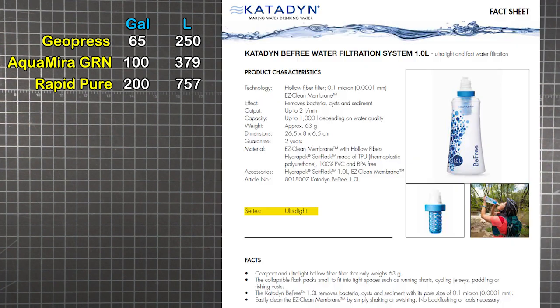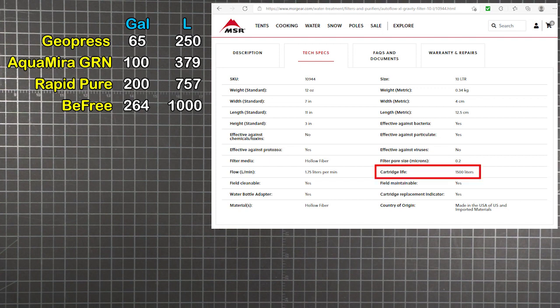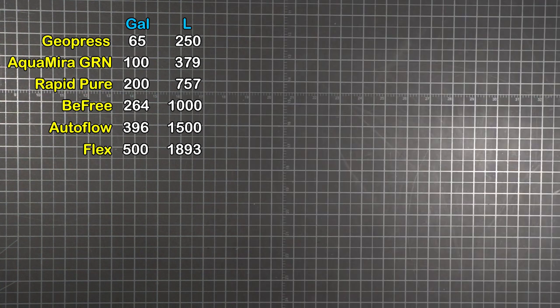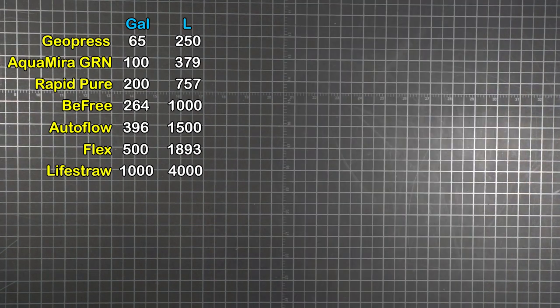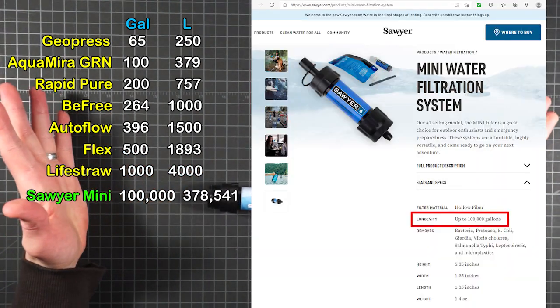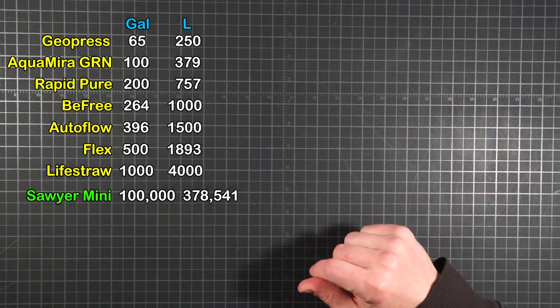The Katadyn BeFree fact sheet says up to 1,000 liters, whereas the MSR AutoFlow lists a cartridge life of 1,500 liters. The LifeStraw Flex lasts up to 500 gallons, and the Classic LifeStraw says it's good for 4,000 liters. And then along comes Sawyer claiming 100,000 gallons! It's the sort of jump that invites a closer look.